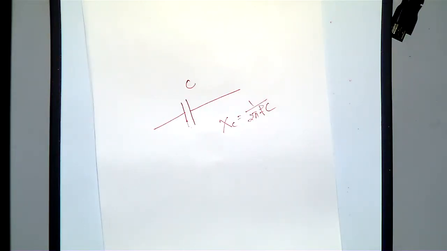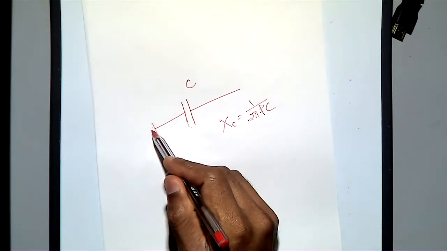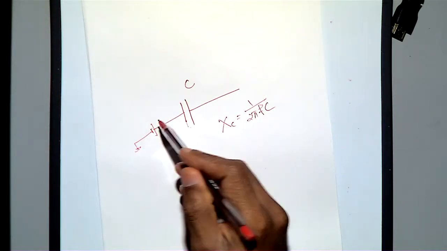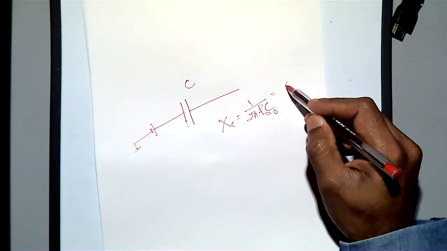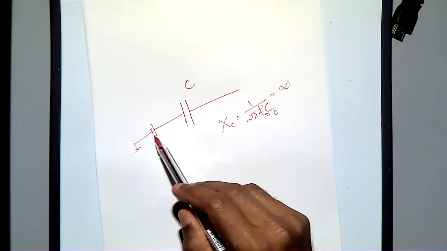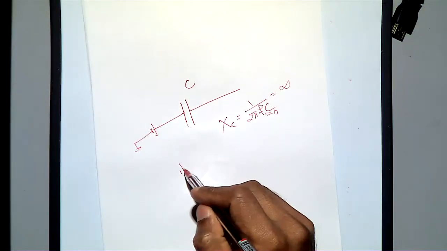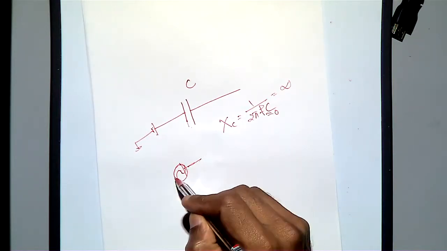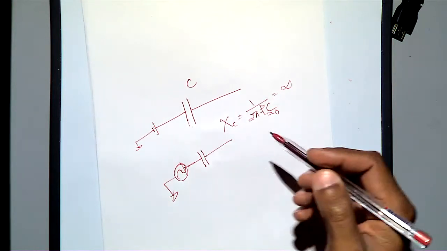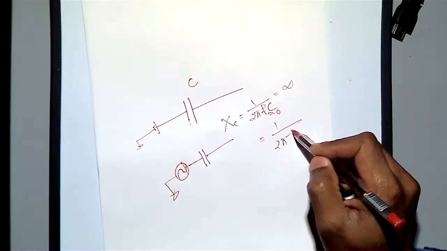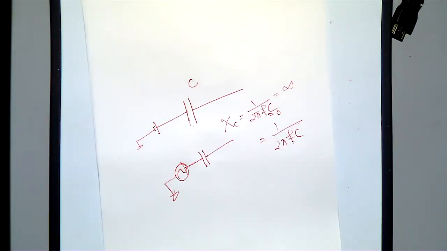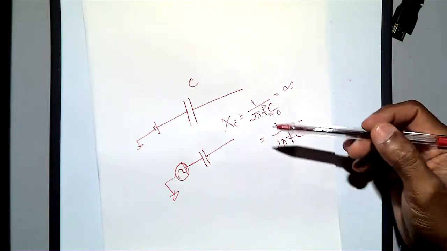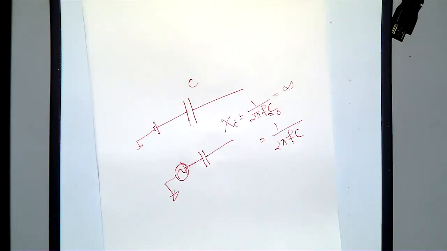For DC, if you connect a DC voltage here, what is the frequency? That is equal to 0. So your impedance is equal to infinity, meaning this capacitor will block DC. But when you have a signal, and the signal frequency is higher, then the term 1 by 2 pi fC is very, very small. That is the reason when you are dealing with a signal, we take the capacitor as a short, especially in the small signal region.